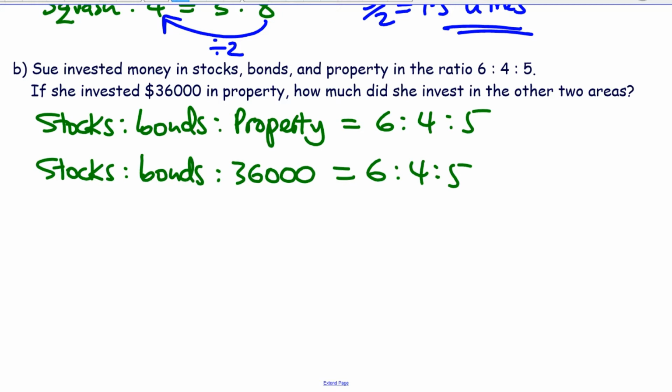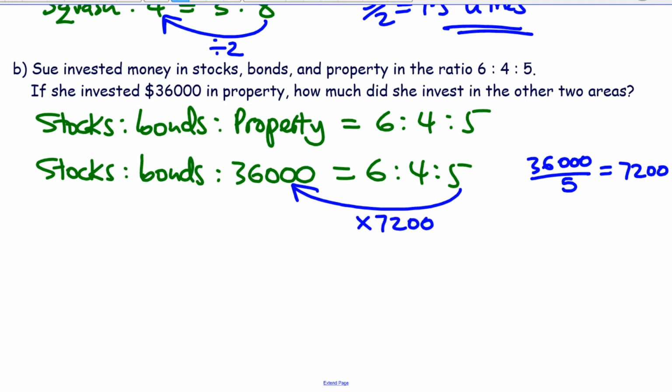What would you multiply by 5 to get that 36,000? The opposite of multiplying is dividing, so you can do 36,000 divided by 5, and you get 7,200. Which means we have to multiply 5 by 7,200 to get that 36,000. And because these ratios are equal, we are going to do the same thing to each of these, stocks and bonds, to find what they are, because we know how many parts each of them represents.